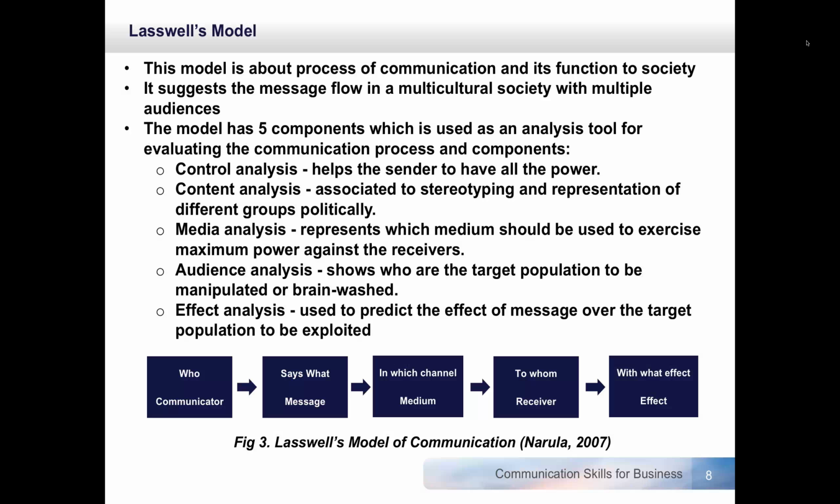So again, this particular model has 5 components, and what you'll normally get to see is in every model, there's always an originator or a communicator from which the message originates, and then it goes to a particular receiver, that means the audience or the target population, and then that message will have some sort of a cause and effect. And that cause and effect could be a positive effect, it could be a negative effect, but obviously the message communicated has some sort of an effect on the receiver.